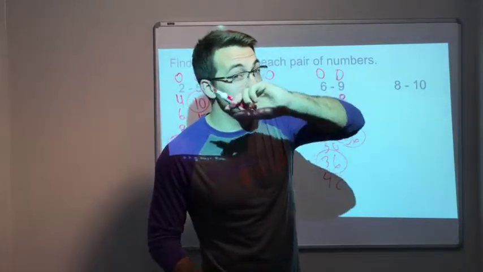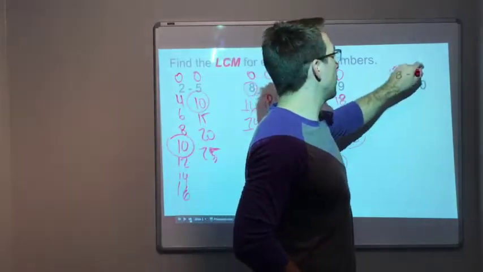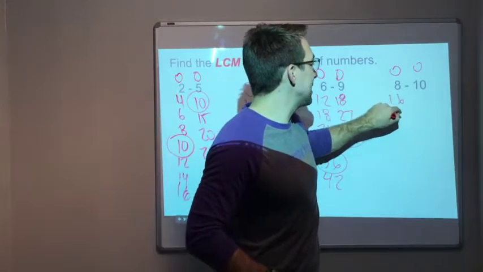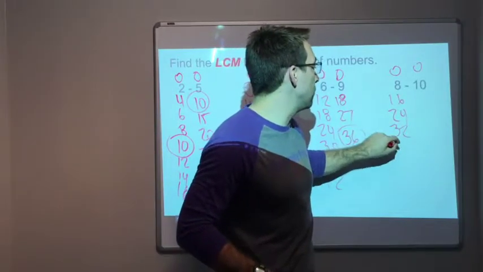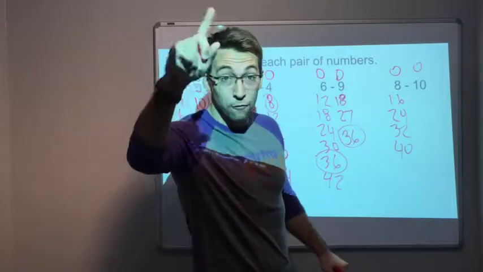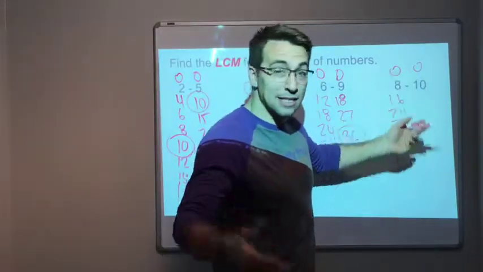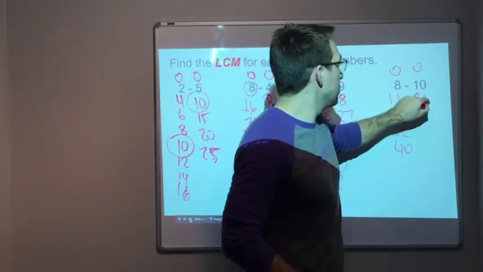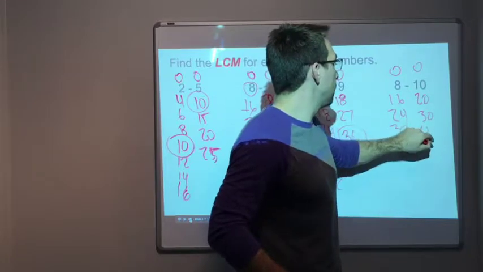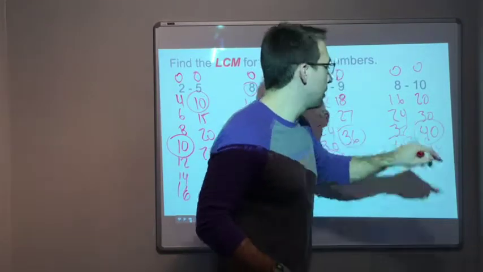All right, then the least common multiple for 8 and 10. It's not 80. 0, 8, 16, 24, 32, 40. 40. 10 times 4 is 40. 10, 20, 30, 40. Boom.